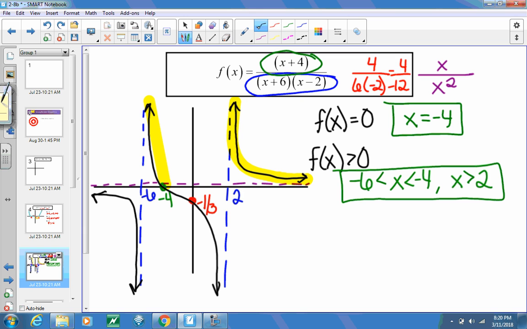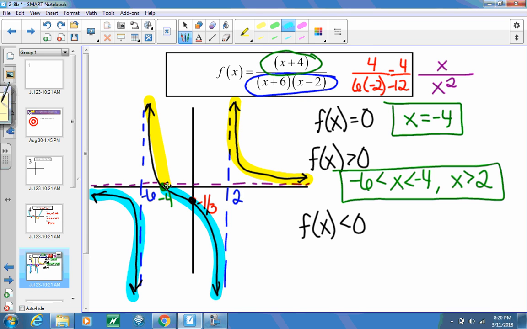So you're looking at your x values to help you come up with your intervals. When is our function going to be less than 0? So now I'm going to take a look at when it is below the x-axis. And the interval of where that is happening is when x is less than -6. That takes care of that for our end behavior.